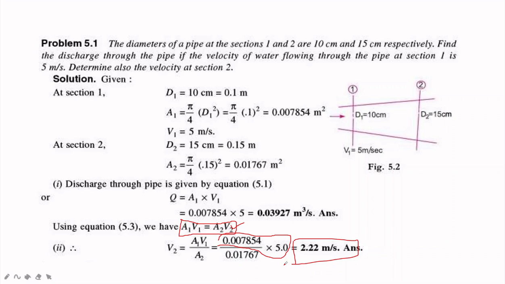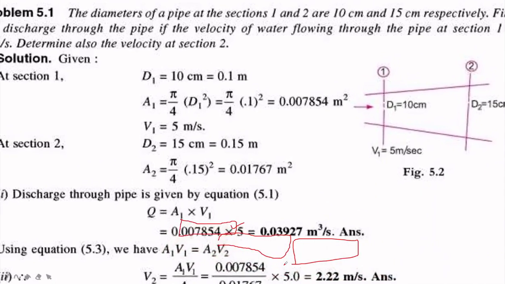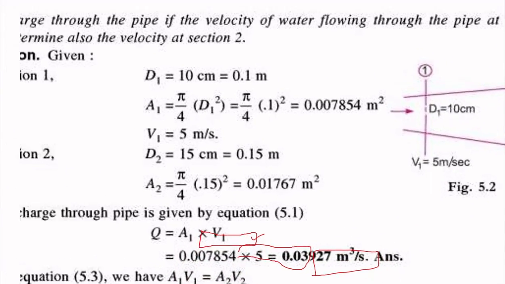So it is an easy problem. You just have to understand what you have to apply. Only you have to use the continuity equation, that is A1 V1 is equal to A2 V2. So this is one type of problem. The second type of problem is also very easy.